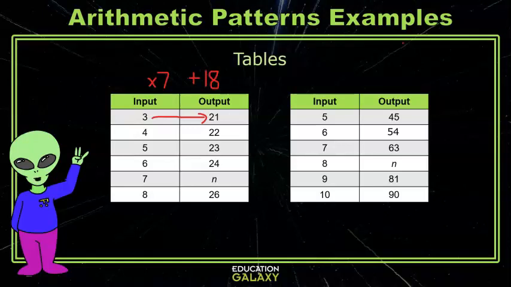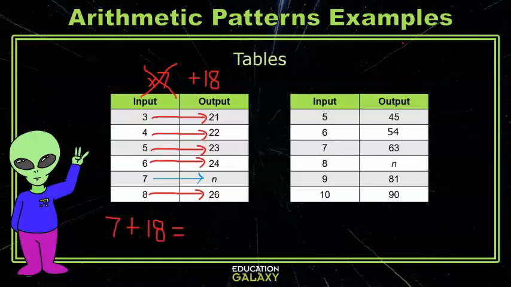To see which one is the correct rule, let me see which one works for the rest of the values of the table. To get from 4 to 22, I can't multiply by 7. It only works if I add 18. Same with the other values. So the rule must be to add 18. That means to find the output when the input is 7, I need to calculate 7 plus 18, which equals 25. So 25 is the missing number.